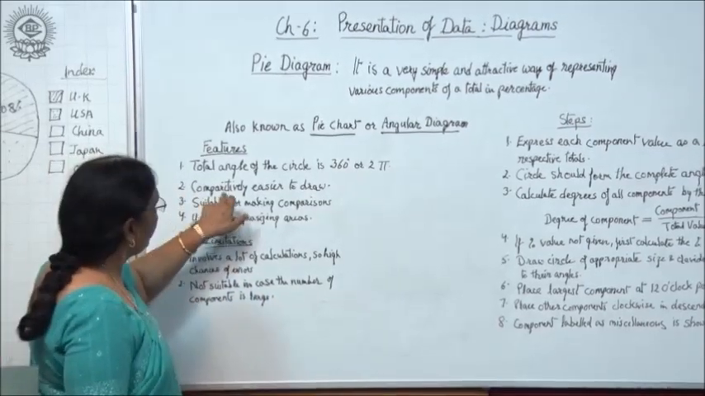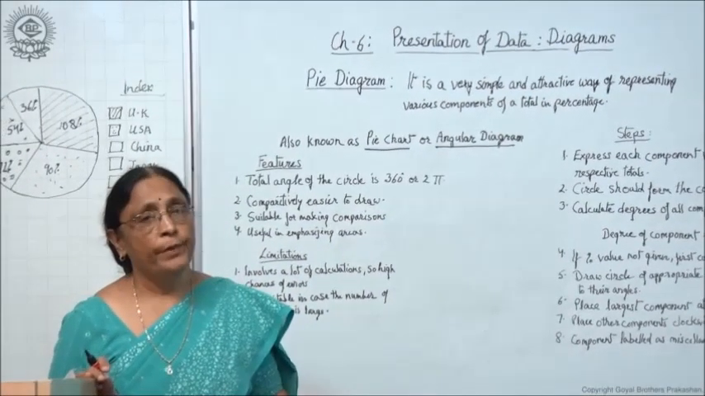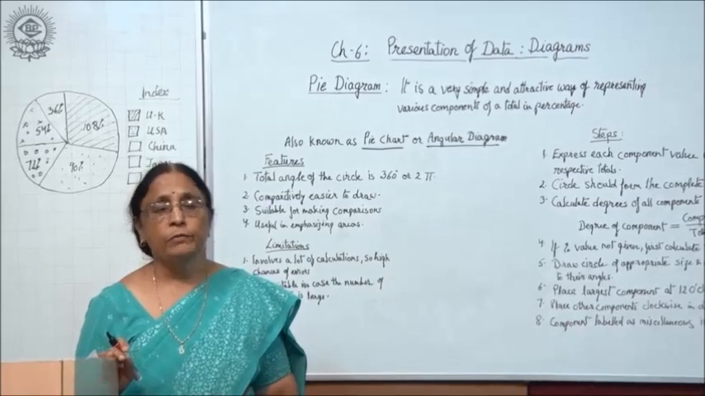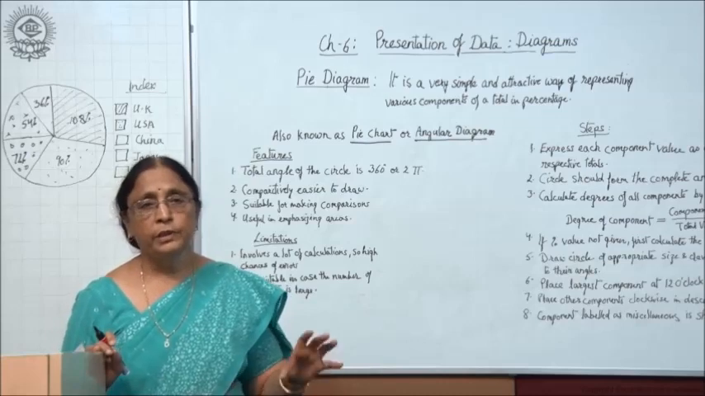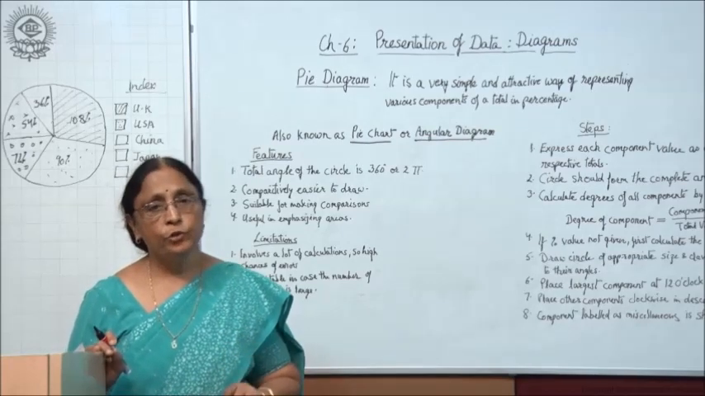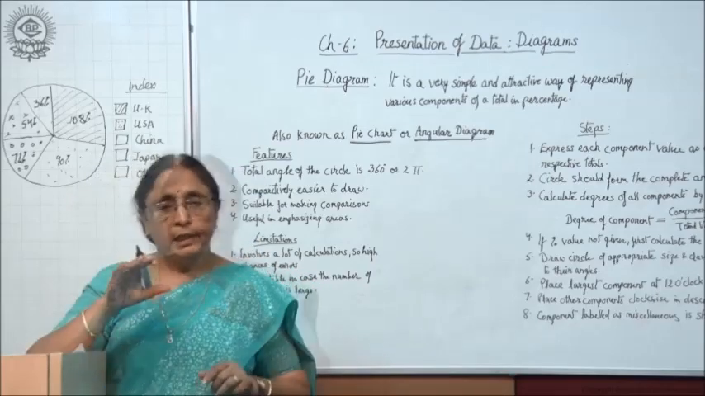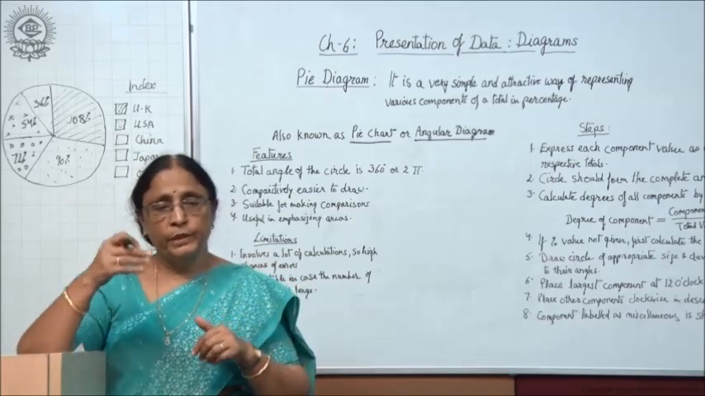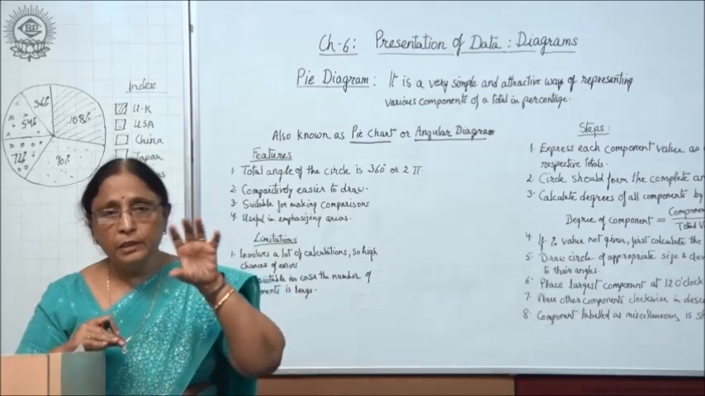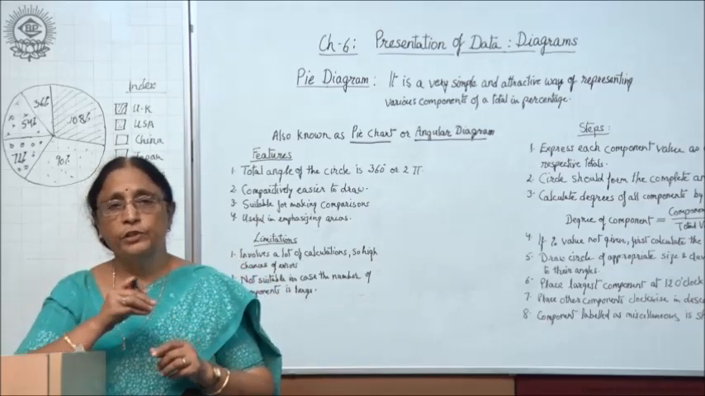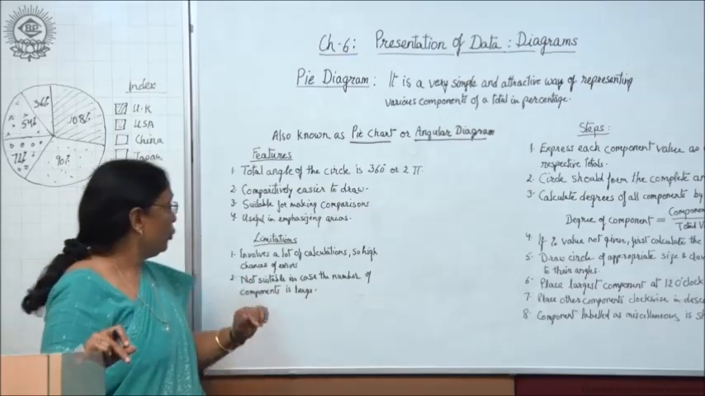Second, it is comparatively easier to draw. What do you mean by comparatively easier to draw? In comparison to subdivided bar diagrams or the other diagrams you have learned, children, this is comparatively easier to draw and it looks more attractive. And you know what a pie is? It's like a pizza. You have seen a pizza, you cut the pieces. So here the circle is drawn and each piece shows different values. So it is very attractive and easier to draw.